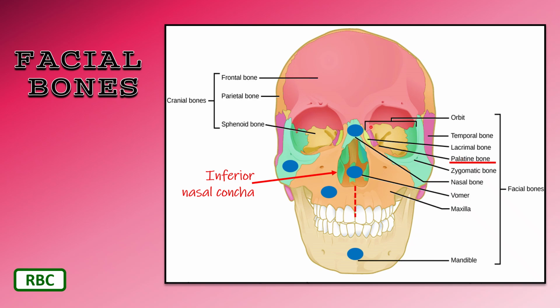And then there is your inferior nasal concha. Inferior because there's a superior nasal concha as well. But your facial bone, the inferior nasal concha is right there in green, and there you see it on the other side. So it is also a paired bone.